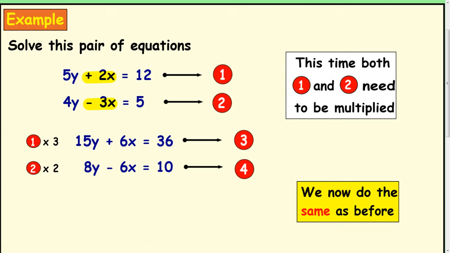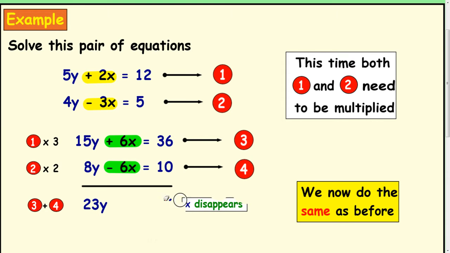So now we've got the part we're looking for that makes us able to solve this. We've got a plus and a minus value that have the same size, and when you add them together they'll cancel each other out. The x's will disappear basically. So we want to add these two equations together. So 15 plus 8 is 23. Plus 6 and minus 6x, well, the x disappears. And 10 and 36 makes 46.